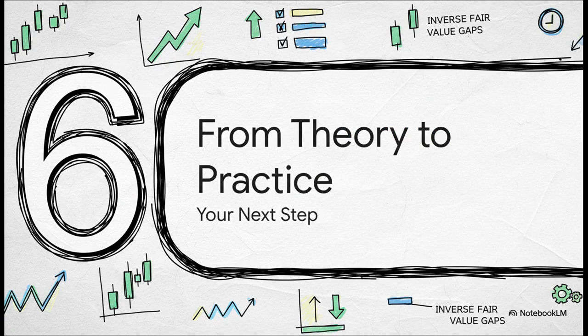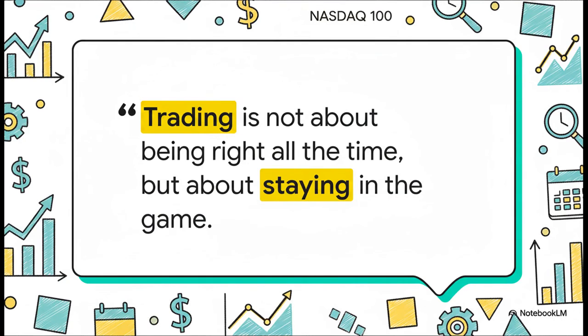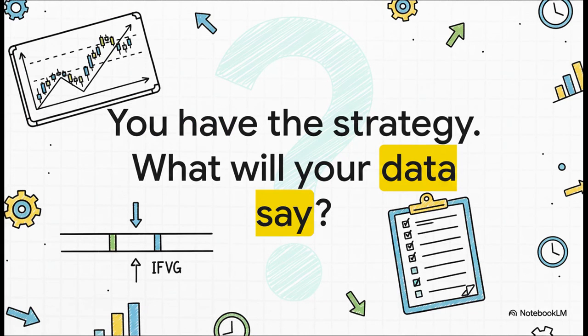Okay, so we've covered the theory, we've got the blueprint, and we know the rules. But you know what? The final step is always the most important one. It's all about taking this out of the lab and into the real world. And really, this gets to the heart of what trading is all about. It's not about finding some magic bullet that wins 100% of the time. Does that even exist? No way. It's about finding a process, a system that has a statistical edge, and then having the discipline to execute it over and over again so you can stay in the game long enough for that edge to actually work in your favor. So that leaves us with the ultimate question.